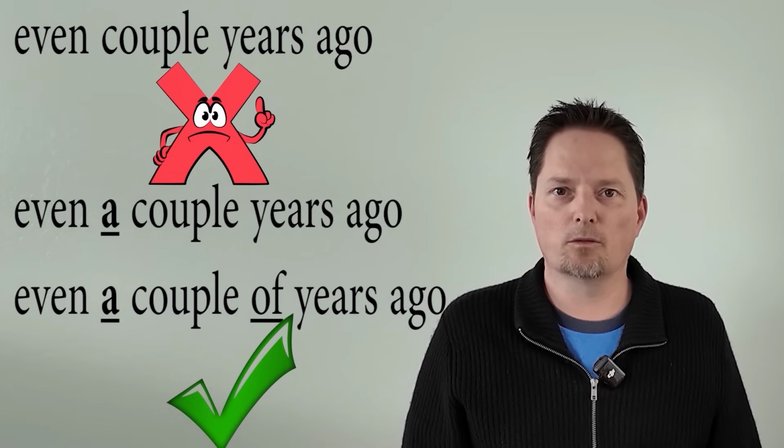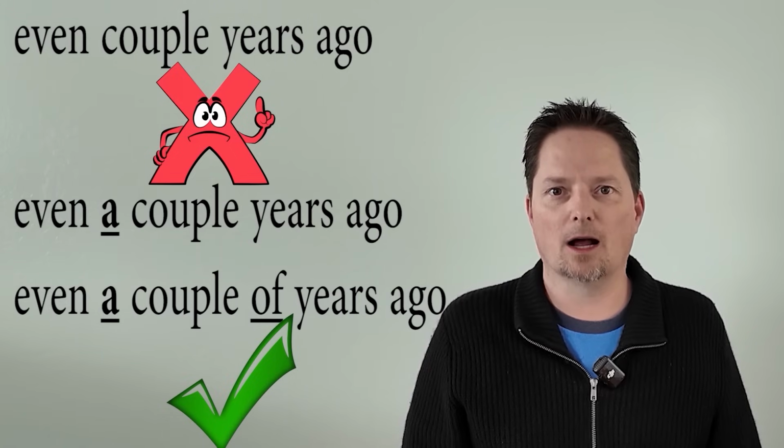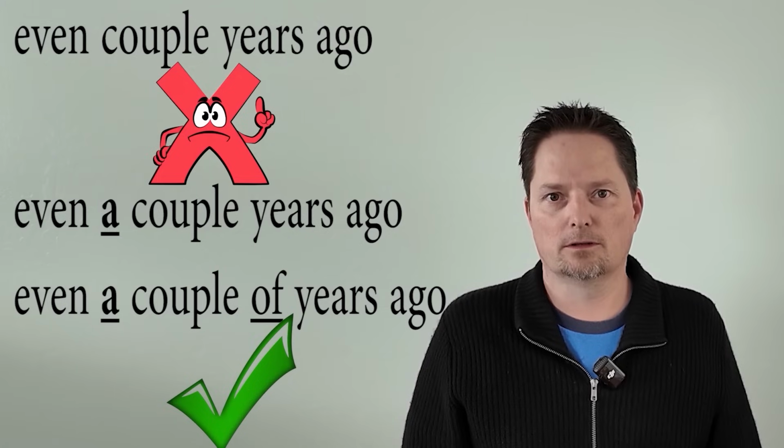Sure, you can use of if you want to, but you don't have to use of. It's optional. But you have to use a couple. I cannot say even couple years ago. I have to say even a couple years ago or even a couple of years ago. What's important here is the a before couple.